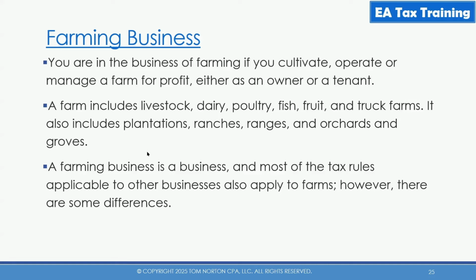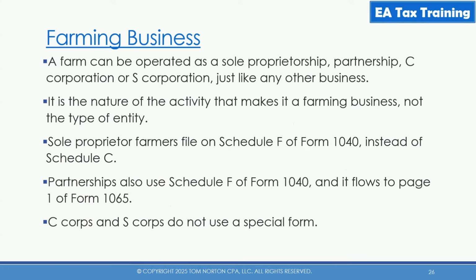And a farming business is a business. And so most of the tax rules that are applicable to other businesses are also going to apply to farms. However, there are some differences, which is why we are highlighting it by talking about it in this video. A farm can be operated as a sole proprietorship, as a partnership, as a C corporation, or as an S corporation, just like any other business. It is the nature of the activity that makes it a farming business, not the type of entity.